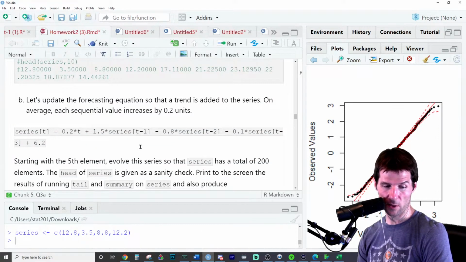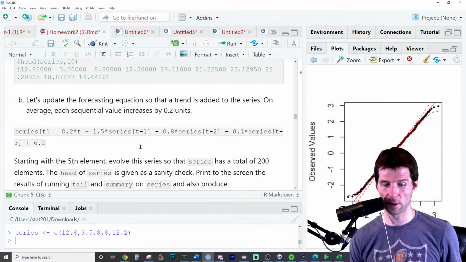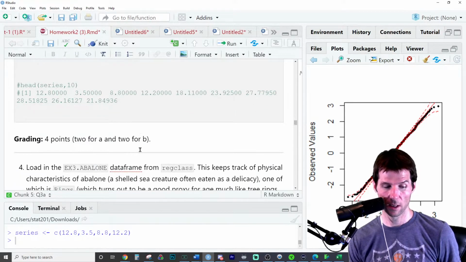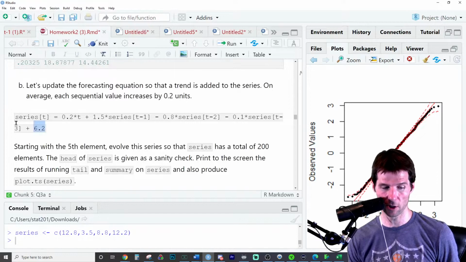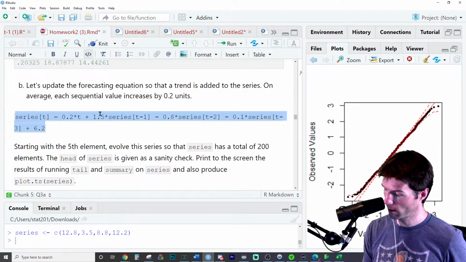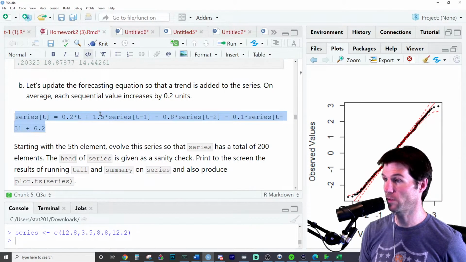Let's update the forecast equation so that a trend is added on the series. On average, each sequence is increased by this, starting with the 5th element. Yeah, so then you're just updating it. So what do we see right here? A change to the what? What is this a change to with this code? We have changed the what?